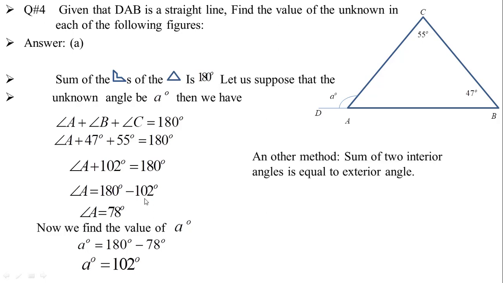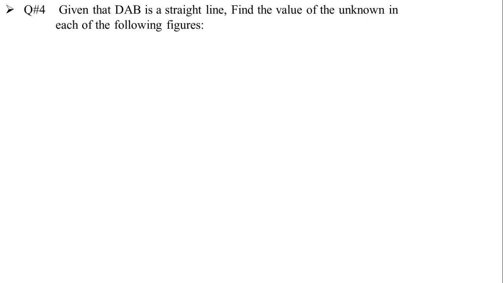We can see another method to solve this question. First of all, we know that the sum of two interior angles is equal to the exterior angle. Then we can write that A degrees is equal to 47 plus 55. Here in this diagram we can see that A degrees is equal to 55 plus 47. Then A degrees is equal to 102 degrees. Now we will move to the next part. In the next part we can see the diagram.